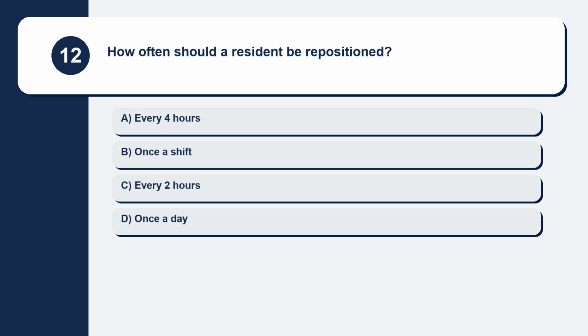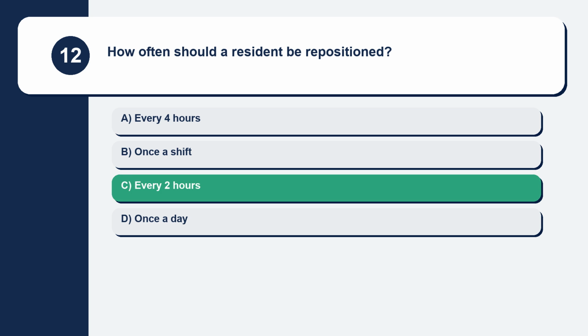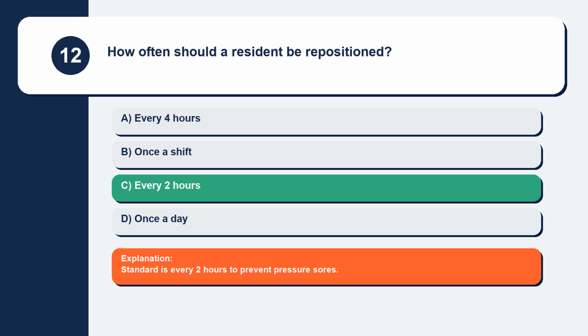Question 12. How often should a resident be repositioned? Every 4 hours, once a shift, every 2 hours, or once a day. Standard is every 2 hours to prevent pressure sores.